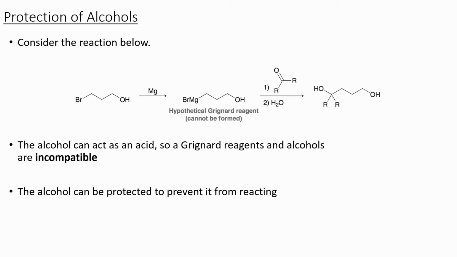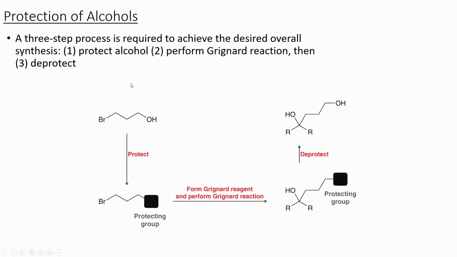You can think of it as taking a marker and putting the cap on the marker so that it's not going to get ink anywhere, right? We don't want this alcohol to react with anything, so we're going to cap it. So we use some sort of protecting group. We convert the alcohol into another functional group that can be easily converted back into an alcohol.